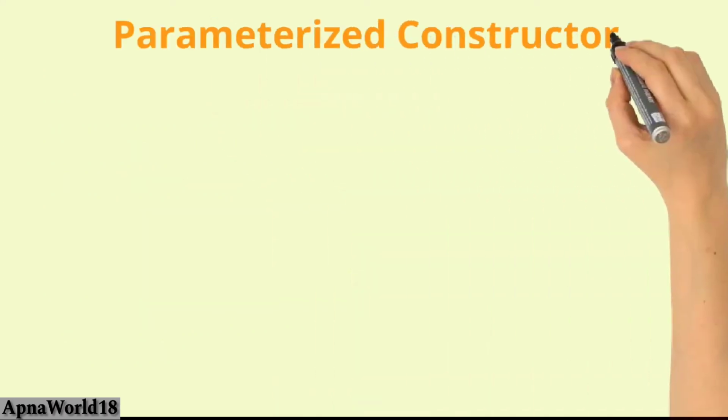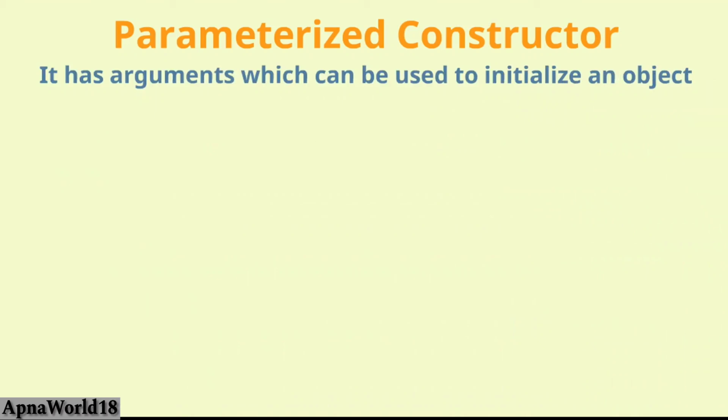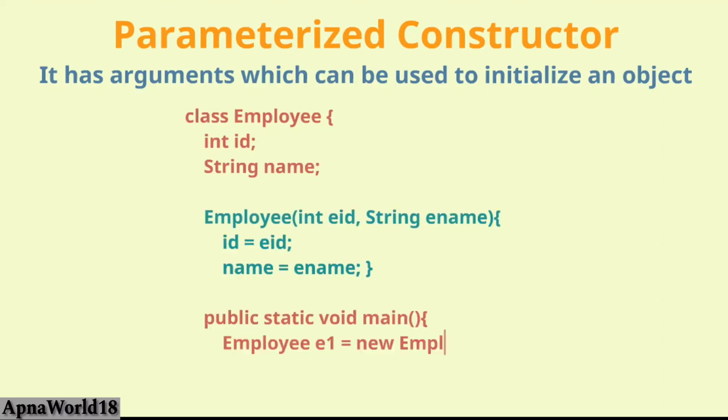What if we want to pass parameters to initialize the object? Then we can write a parameterized constructor. A parameterized constructor has arguments which can be used to initialize the object. Let's see this in an example. Here, in a class employee, we are passing two parameters to the constructor. So when we create a new object, we pass the values with which we want to initialize the object.